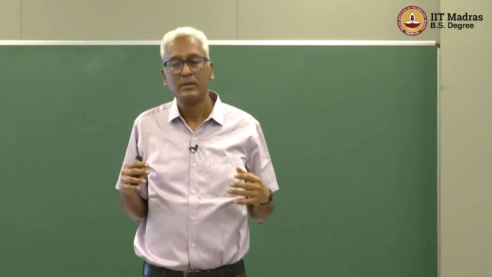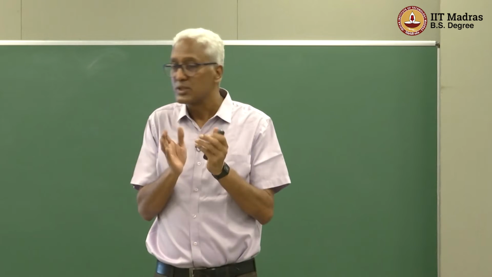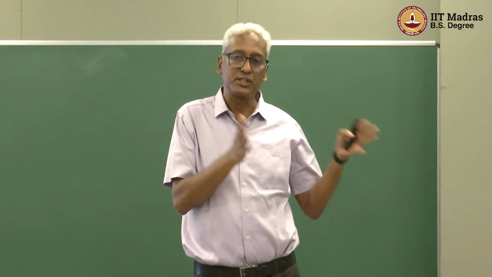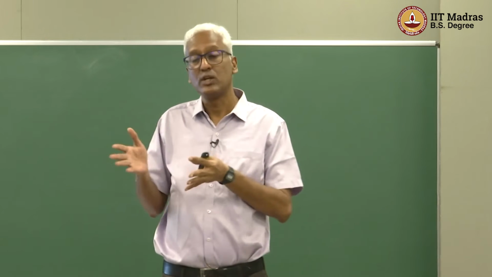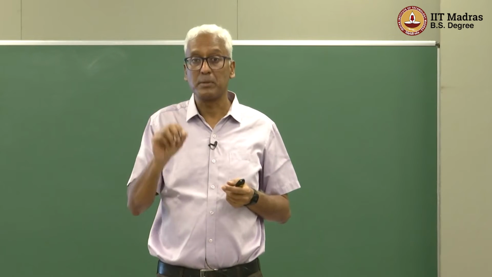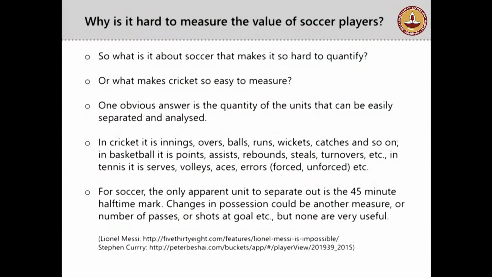So it seems that the separation is the problem here, right? The ability to discretize a game is much better in some games. You cannot chop a soccer game into individual parts that can be measured. In cricket, you have very discrete parts. There are innings, overs, balls, runs, wickets, catches, and so on.